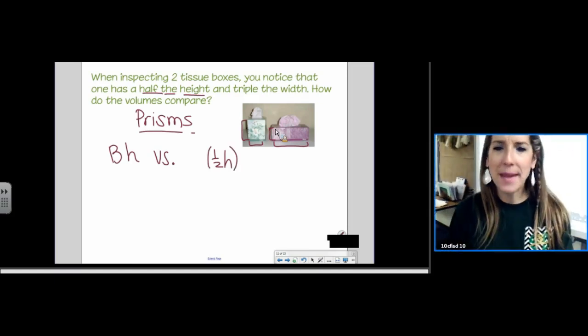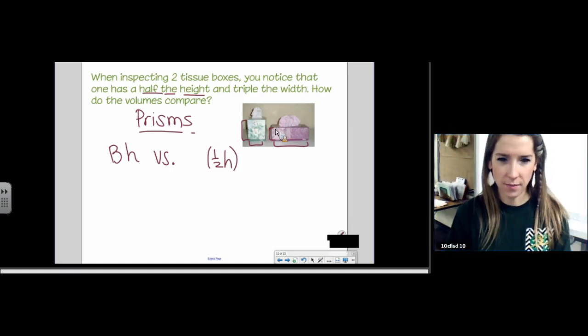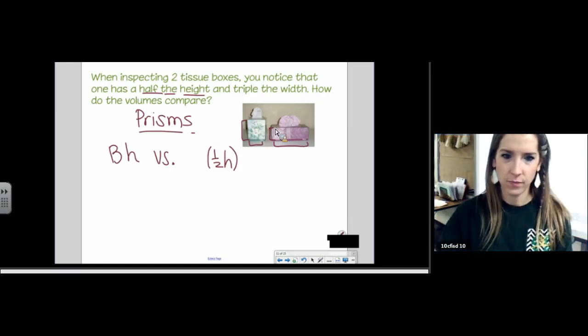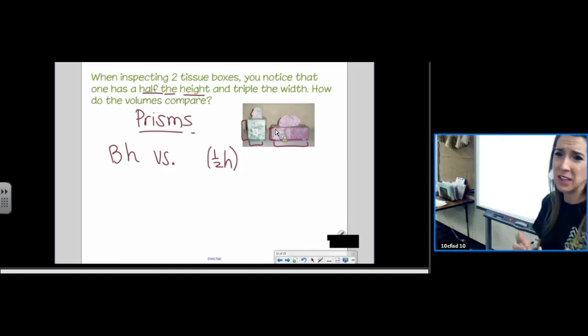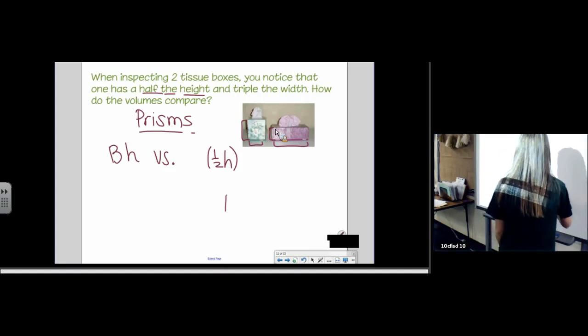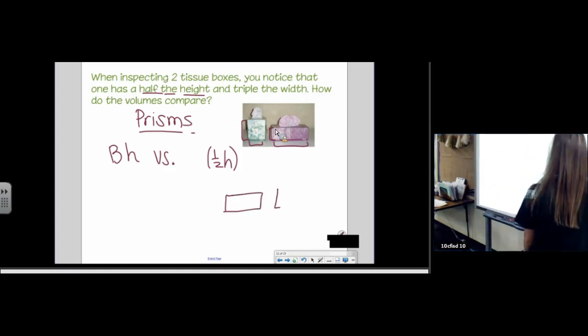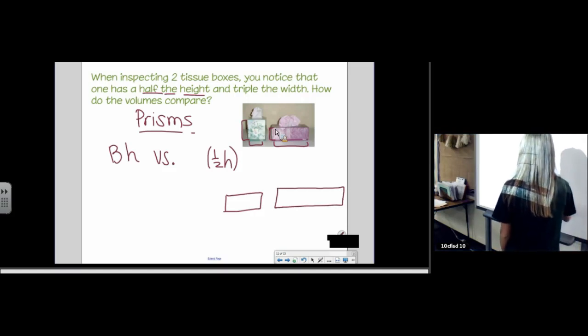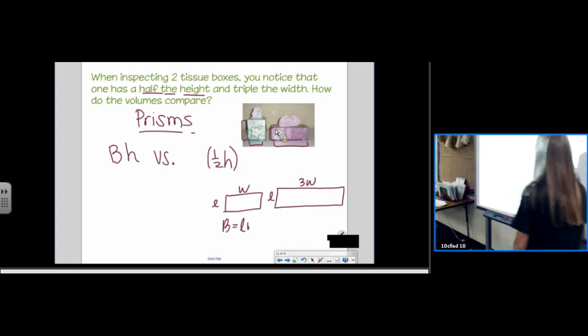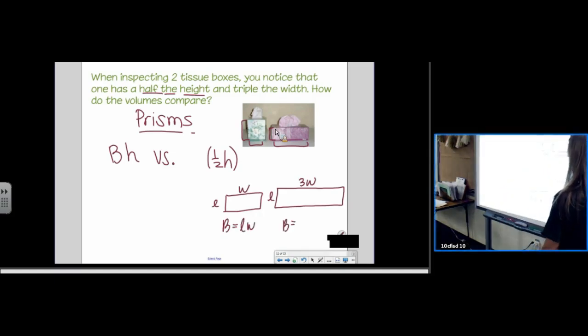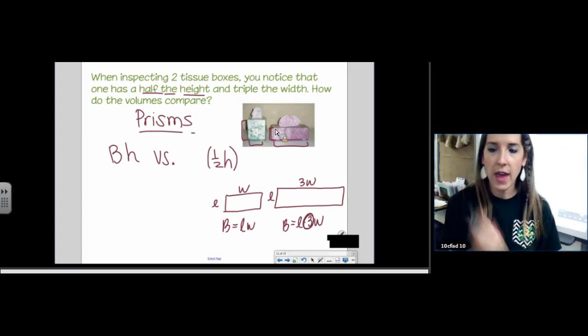What did I do to capital B when I tripled the width? Did I triple the area of the base? Now, if you're concerned and you're like, I don't really know what I did to B, because that's not W, you can draw a picture. I'm going to try to triple the width. There we go. So in this picture, B would be length times width. In this picture, B would be length times 3 width. So really all you changed was you did triple the area of the base.